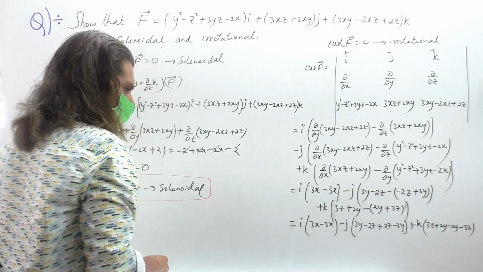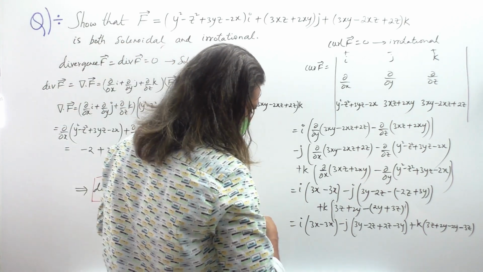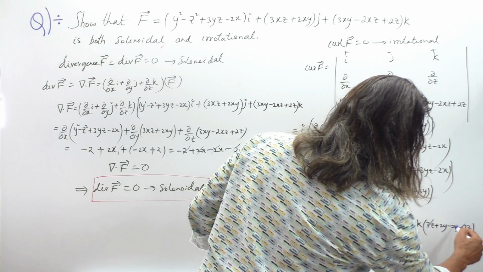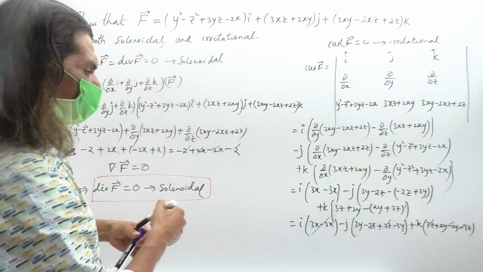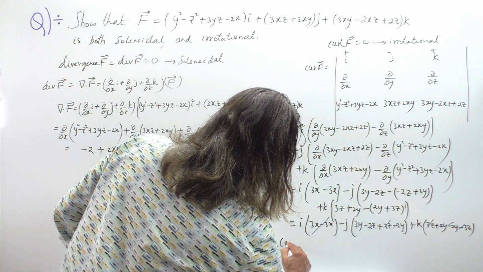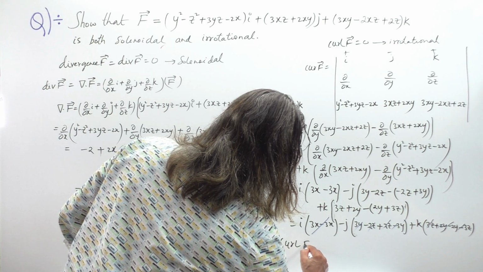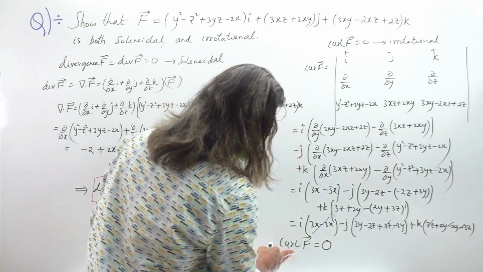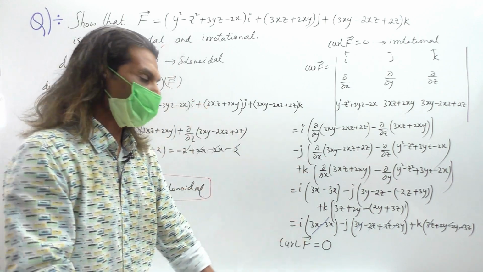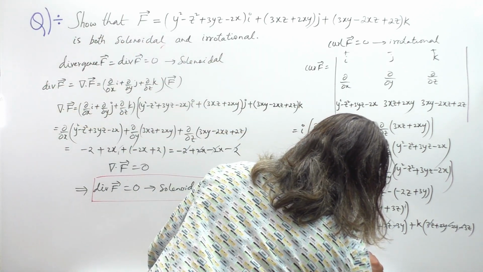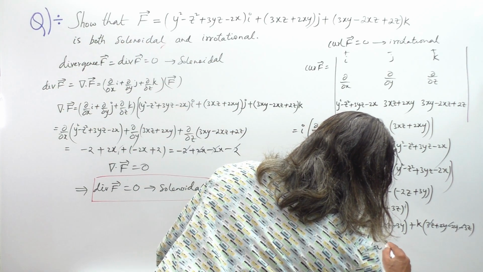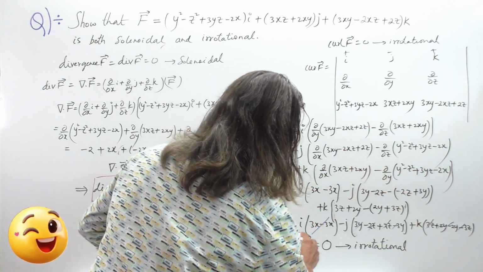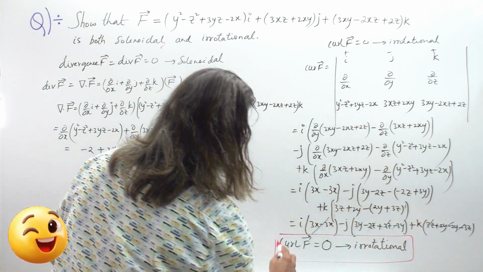Now if you see here what happens, 3x minus 3x cancels, 3y cancels, 3z cancels, everything cancels. So the answer is coming as, curl of f is equal to 0. So when curl of f is equal to 0, it means the vector field is irrotational. That's all. So we have solved for both.